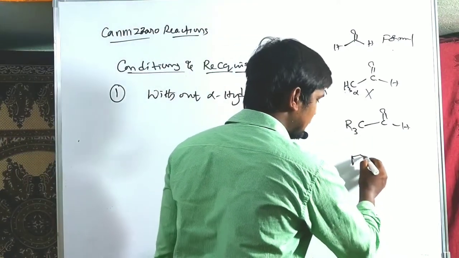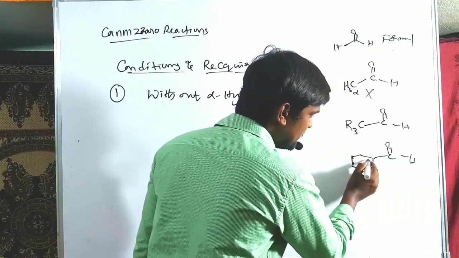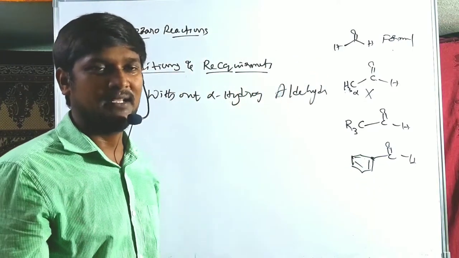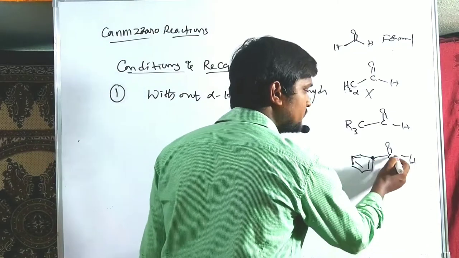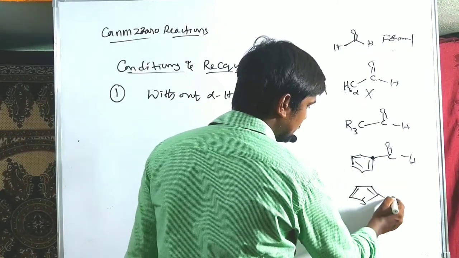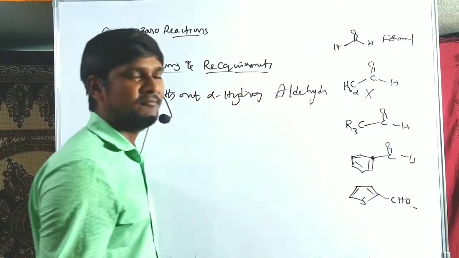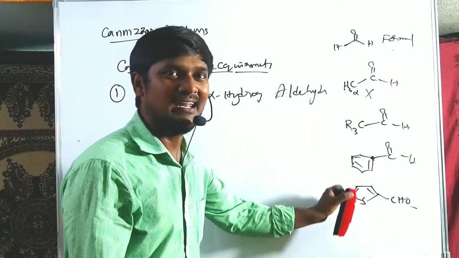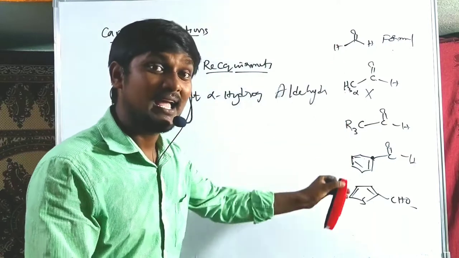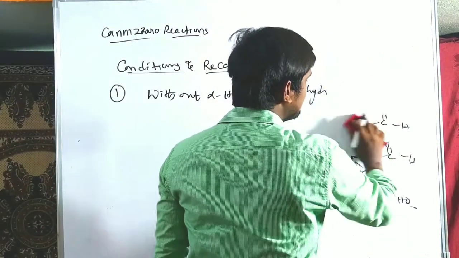Again, aromatic aldehydes. Here is the carbonyl compound. Benzene has four bonds, and here there is no hydrogen. Four carbon-carbon bonds are present over the alpha position of the carbonyl compound. Another aromatic example is thiophene or furan aldehydes. Note that point: compared to aliphatic aldehydes, aromatic aldehydes readily give the Cannizzaro reaction. This is the first condition.